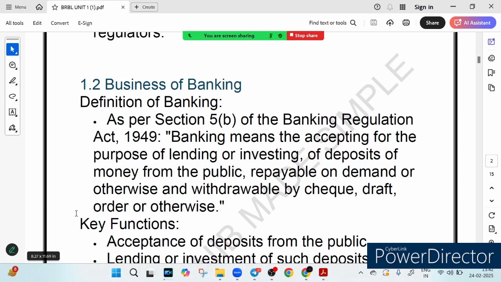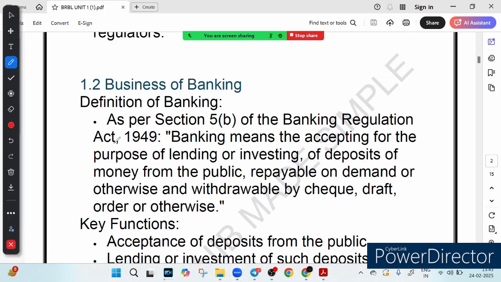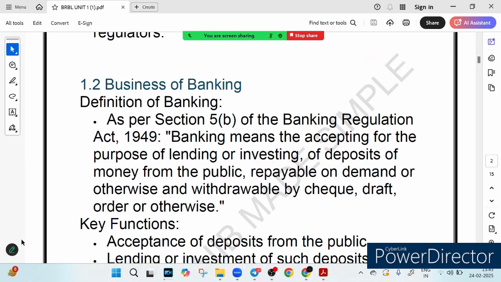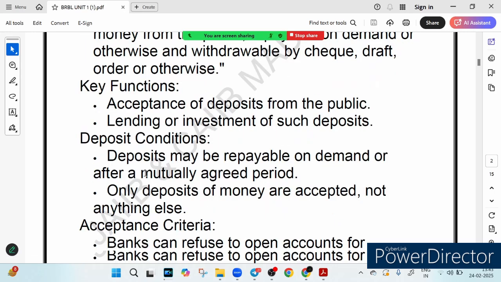Right, so first of all, as per Section 5B of the BRA 1949, banking means accepting deposits for the purpose of lending or investing. Suppose this is the bank, so they accept the deposit. For what do they accept the deposit? They accept the deposit for lending or investing. And what do banks do with this money? They give loans. So let's look at the key functions of banking. You must remember this Section 5B of the Banking Regulation Act where it is defined.